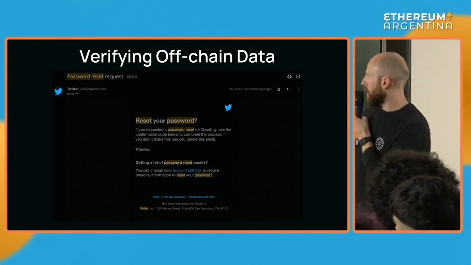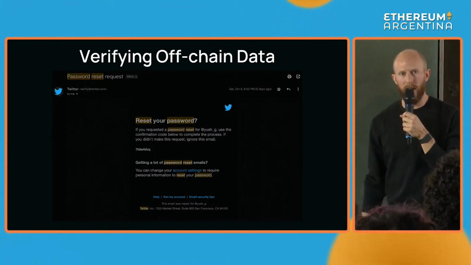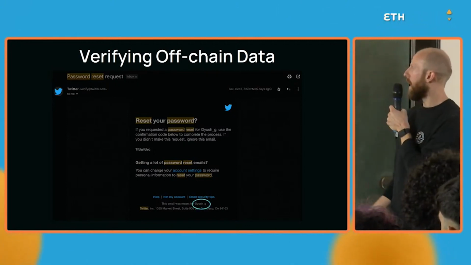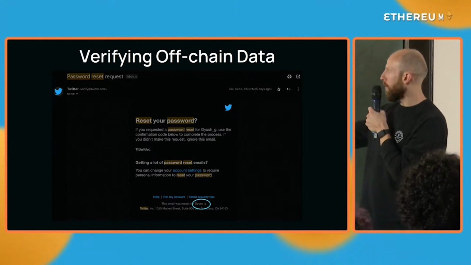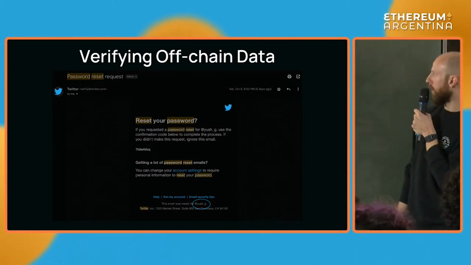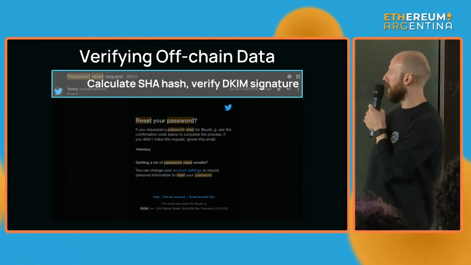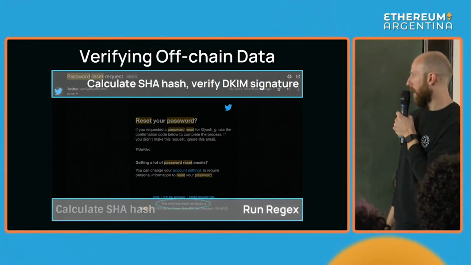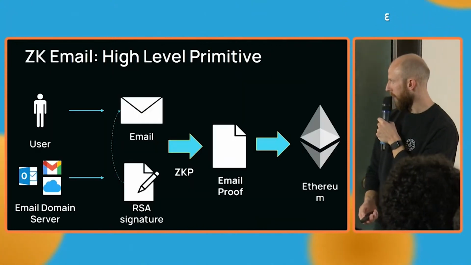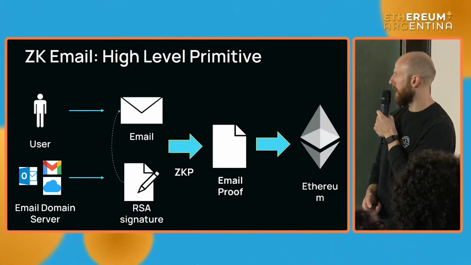So a useful example just to demonstrate is proving you control a Twitter account, right? How can you port existing social media accounts on chain? By triggering a simple reset password request, which includes the handle that you control, you can basically throw this through ZK email to verify certain things about it, to run a regular expression to extract certain useful information. And again, put that into a proof that you're verifying in an on-chain transaction.